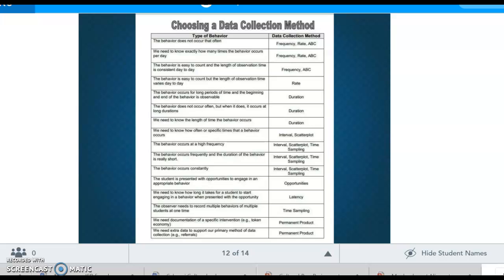So if the behavior does not occur that often, you may want to use frequency or rate, and you definitely would probably want to do some ABC recording. If the behavior is easy to count, but the length of observation time varies day to day, then you would want to use rate as your data collection method. If the behavior occurs for long periods of time and the beginning and the end of the behavior are observable, then you may want to use duration. Skipping down further to the bottom, if we need to know how long it takes for a student to start engaging in a behavior when presented with the opportunity, that would be latency.